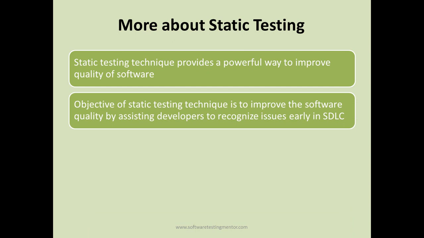So the objective of static testing technique is to improve the software quality by assisting developers to recognize issues early in SDLC. Once you review the documents in the initial phases of SDLC, in requirements, in design phase, or in the coding phase itself, once you review the code, that the actual code implemented by the developer meets the coding standard and follows all the defined development procedures and process of the organization, then you ensure that minimal defects or minimal issues are introduced in the build or found in the testing phase. So the objective of static testing is to remove all those issues that can get introduced due to bad design, bad requirements or bad coding standards.